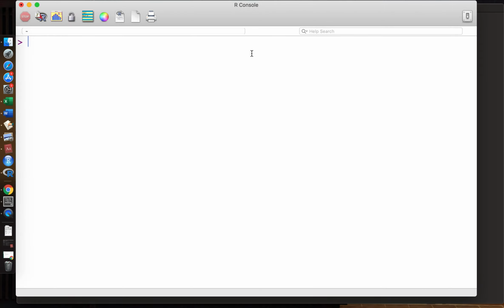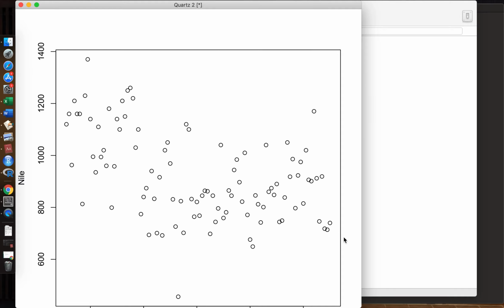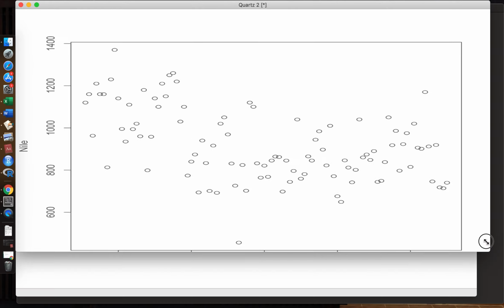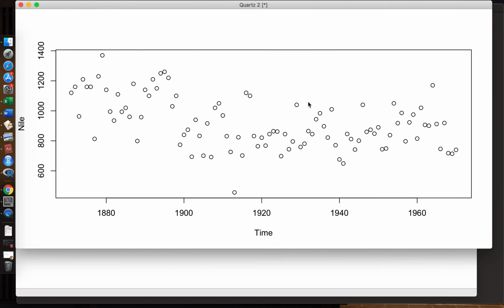Remember last time we used the Nile River water level data. That is the data from 1871 to 1970, and Nile is the water level. This is a default dataset in R. So we have this scatter plot, and we want to fit a curve on this scatter plot.